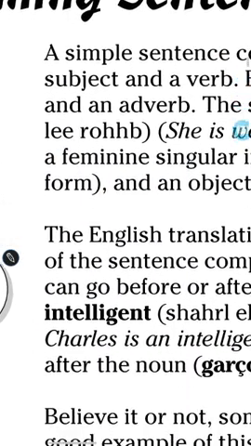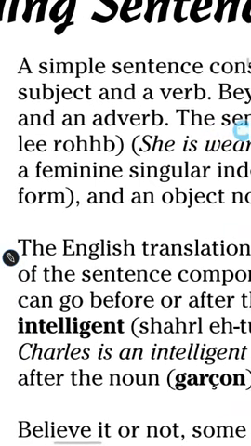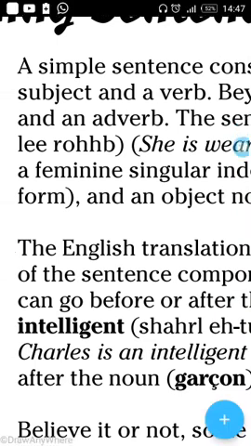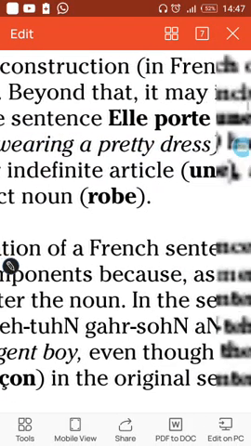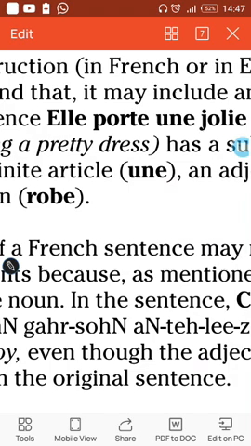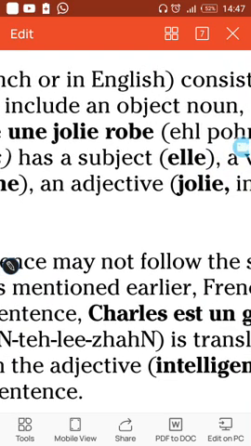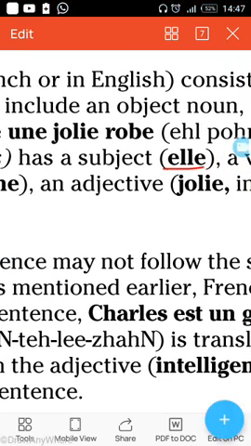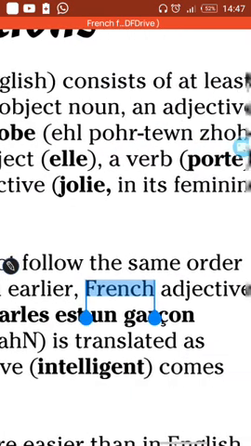Indefinite article, you know. That sentence has a subject, elle. Then a verb. The verb of that sentence is porte. The subject elle, the verb porte. A feminine singular indefinite article. The article is une. Une means a.